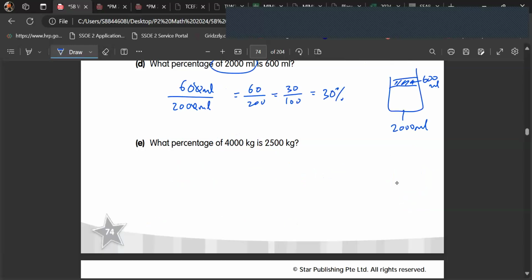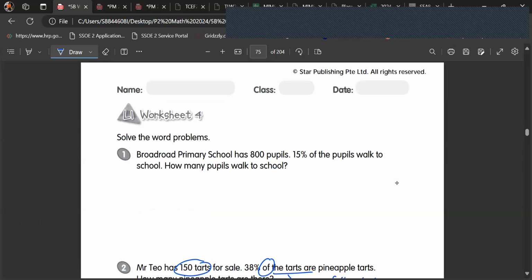Okay, then do it on your own. So it's this one out of 4,000. You can use different methods to solve this. Can I move on now? Okay, move on. Go to the word problems.